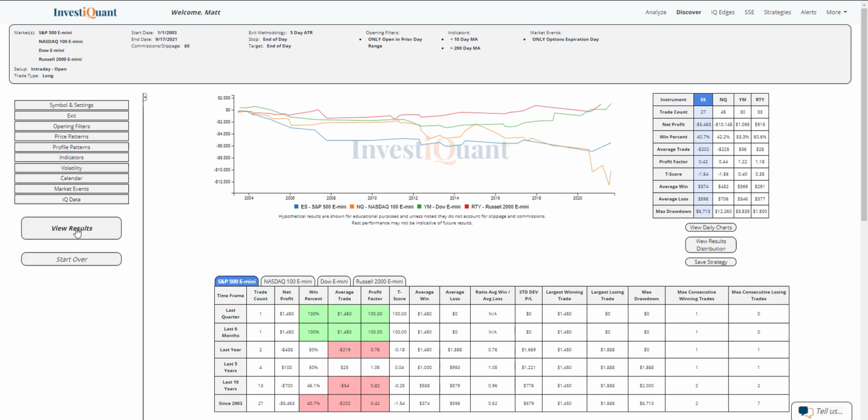You can see that in the equity curves as well. The blue equity curve is the S&P, so you can see that one's kind of steadily marching lower, and the NASDAQ's typically a weaker instrument on options expiration day. It has the weakest equity curve here.